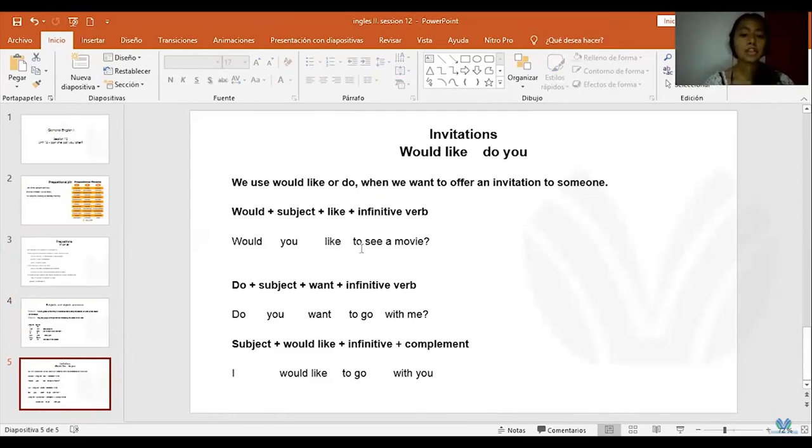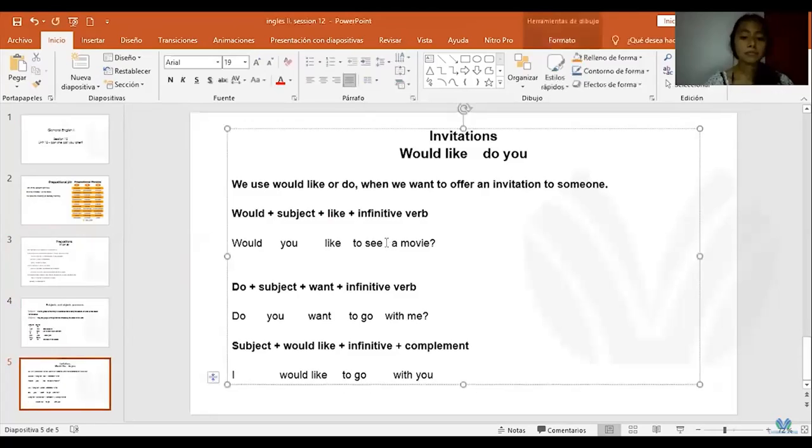Would you like to see a movie? Would, then we have the subject, and then we have like. Would you like? And then we have a verb in infinitive. What does infinitive mean? It is written with to: to see. This is infinitive, because we have to. Would you like to see a movie? For example, I can say, would you like to go on vacation, for example? Would you like to go on vacation?